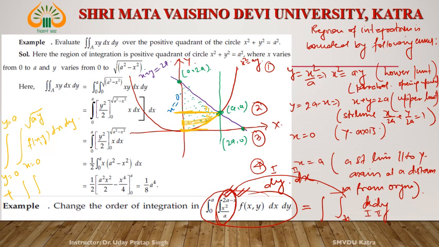Come to the second part. What is the second part? Consider the strip. The lower portion comes to this straight line, it means y equal to a, and the upper portion up to this point, y equal to 2a. Okay. The strip's lower portion lies here, that is x equal to 0, and the upper portion up to here, that is x is equal to 2a minus y. Okay. And function of xy dx dy.